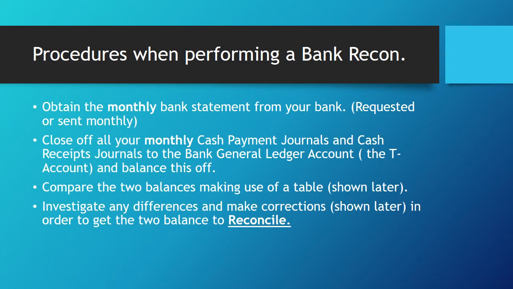I'll now discuss the procedures in order to perform a bank reconciliation. Firstly, you need to obtain the monthly bank statement from your bank. This can be requested or sent monthly by the bank itself. Then you'll need to close off all your monthly cash payment journals as well as your cash receipts journals to your bank general ledger account, and then balance this off.